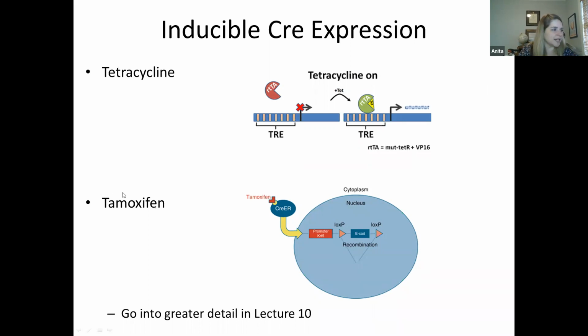And then you have tamoxifen inducible systems. In this case, for example, you can have a Cre that has a binding site for a mutated estrogen receptor. That estrogen receptor, when bound to tamoxifen, can translocate into the nucleus to drive gene expression. We're going to talk about some specific applications of inducible gene expression in lecture 10, so I'm not going to go into detail on those systems at the moment.